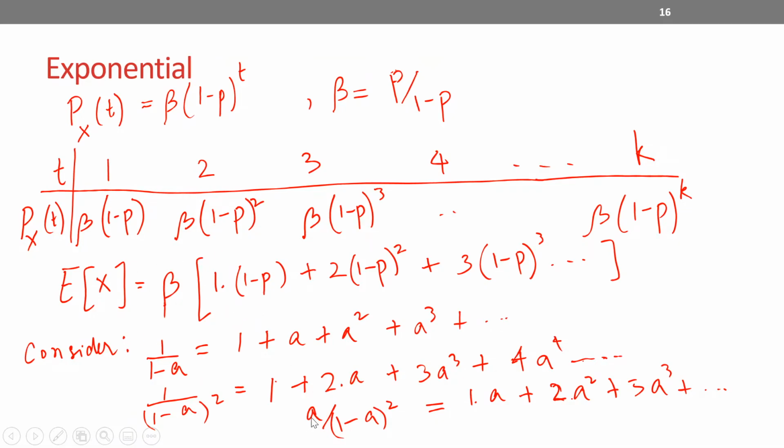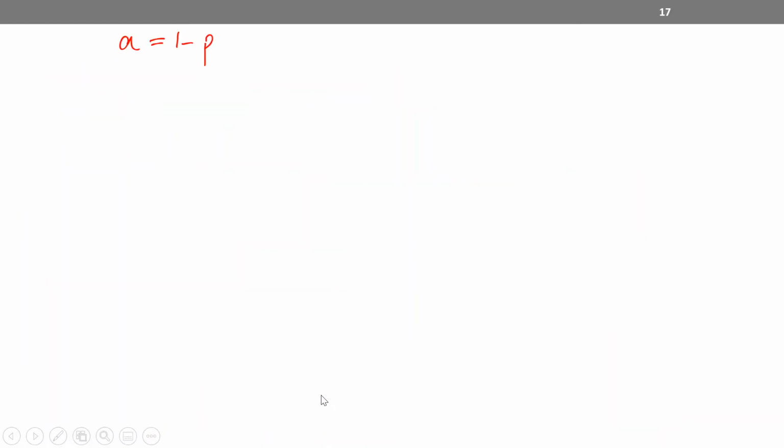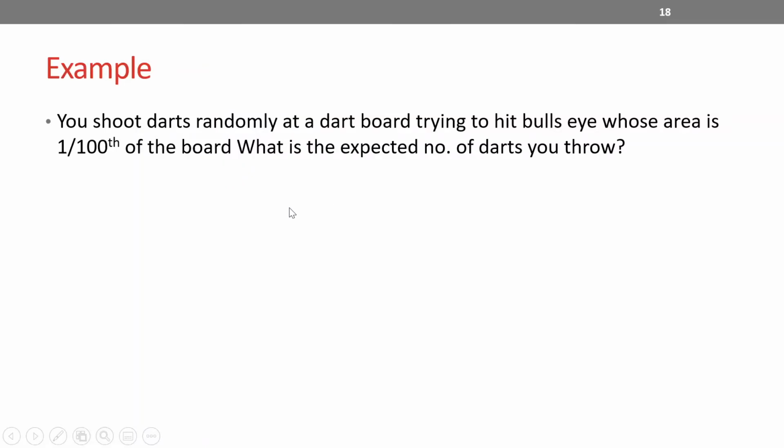So if instead of a I write 1 minus p on the right hand side of this equation, I'm essentially getting this part, right? So I can substitute that with the left hand side as well. So my expectation will become beta, which will stay as it is, times (1 minus p) over p squared, right? And if I substitute the value of beta, which was already given to us, p over (1 minus p), we are going to get the expectation as 1 over p. Okay, so this is the standard value for the expected waiting time, 1 over p, where p is the probability of success. Let's quickly look at a small problem and then we'll move on to conditional expectation.